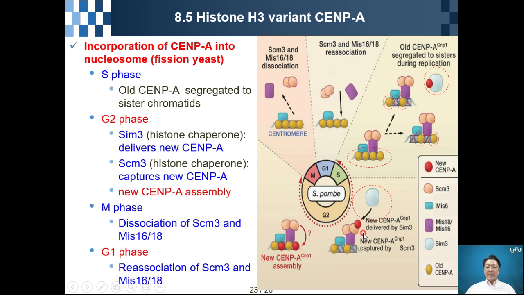After that, Scm3, another chaperone, captures the new CENP-A protein like this. After that, new CENP-A assembly happens, like this. Usually in fission yeast, new CENP-A assembly happens during the G2 phase.